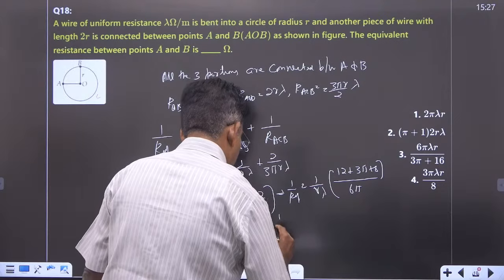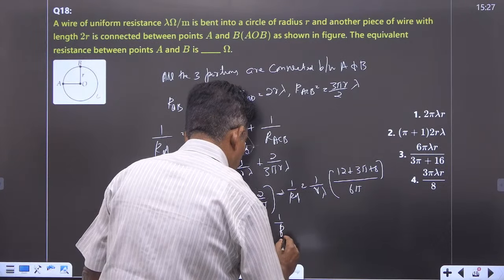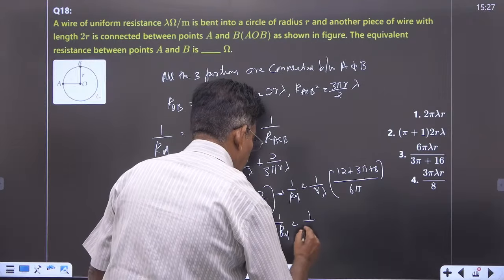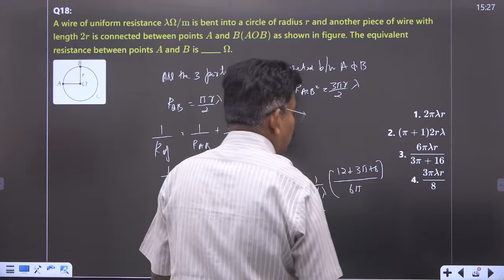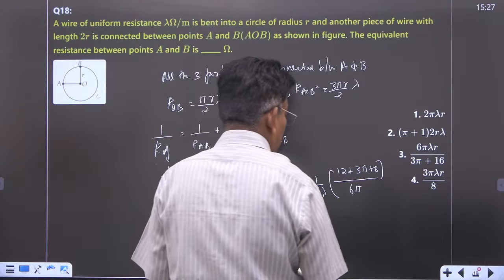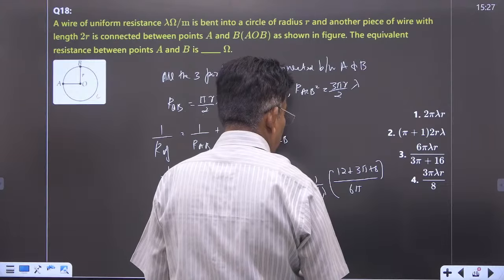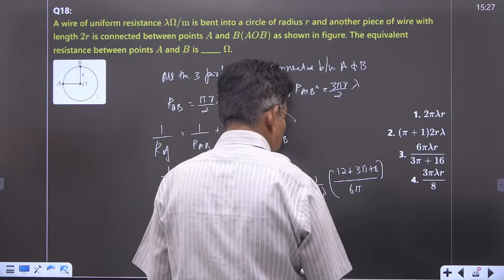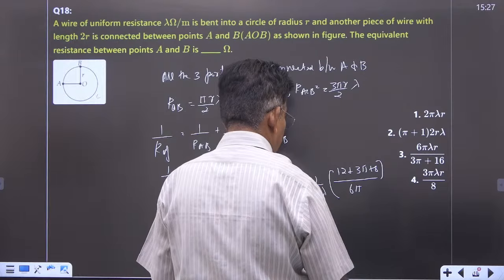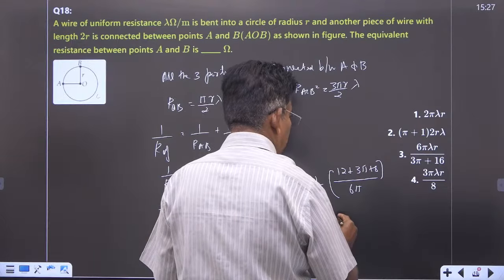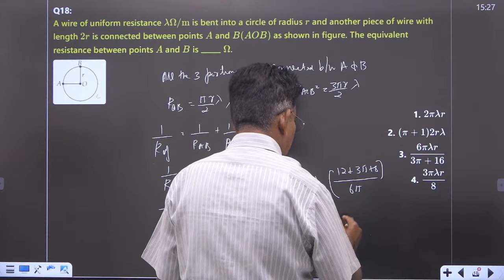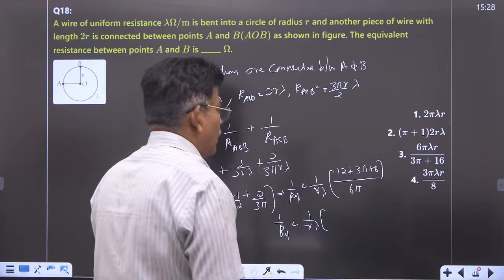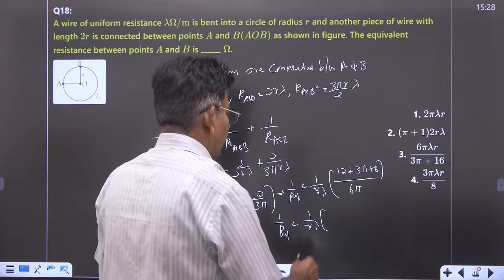So 1 by R effective is equal to 1 by small r lambda. This is 12 plus 20 plus 3 pi divided by 6 pi. 20 plus 3 pi, isn't it? Divided by 6 pi. So the calculation is coming. Okay, let us check it.